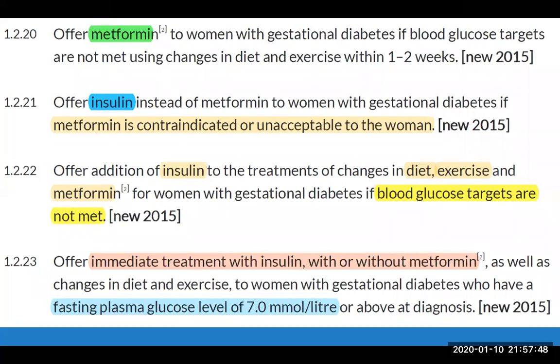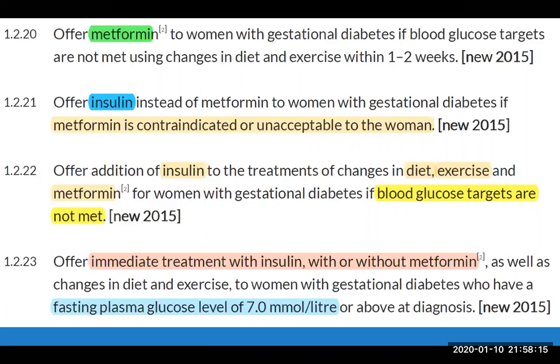They give a scenario of a pregnant female and the fasting blood sugar, for example, is 6.5. How to start the treatment? Lifestyle. If lifestyle modification fails, the next step is metformin. When to add insulin? If the targets are not controlled with the metformin and the lifestyle, then the next option is insulin.